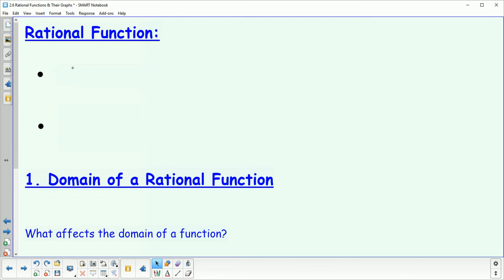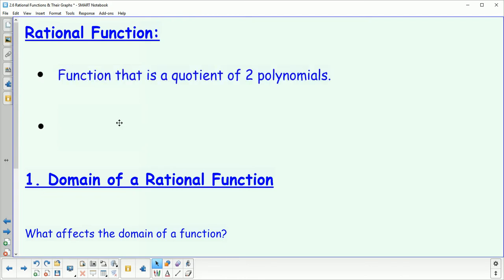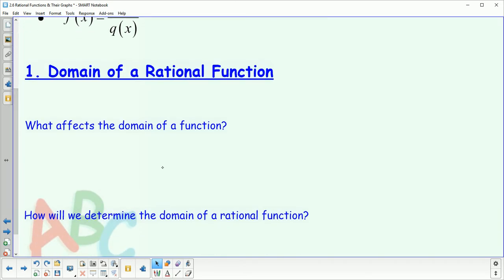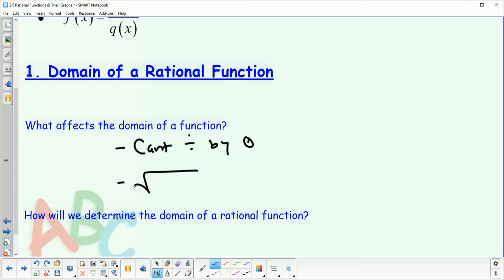function. So first piece, a rational function is going to be a quotient of two polynomials like p of x over q of x. And how we find the domain of a rational function. Remember, what affects domain is two things. We can't divide by 0, and we can't take a square root of a negative number. And really we should say an even index here, remember.